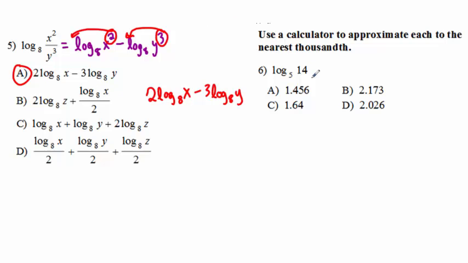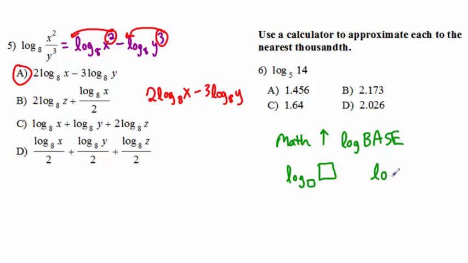Use a calculator to approximate each to the nearest thousandth. So if you're on an 84 and you're doing this, you go to the math button and you scroll up and you select log base, and it gives you log and then a square and another square. You just fill in those squares. If that is not an option for you, based on whatever calculator you're using, we can do log of what's not our base, the 14, over log of our base. And that will give us the same answer. So log of 14 over log of 5, using just the regular log button on the side of your calculator. Either way, you should get C, 1.64, as your answer.